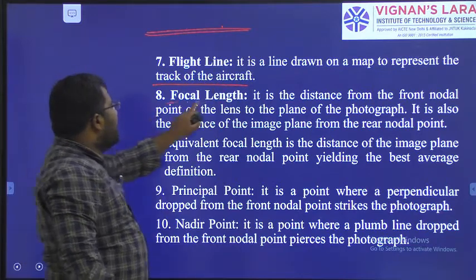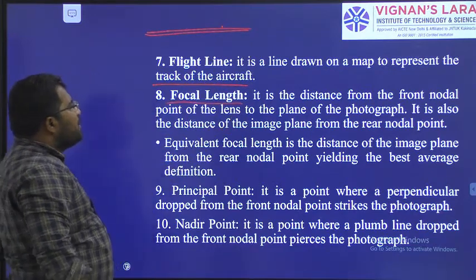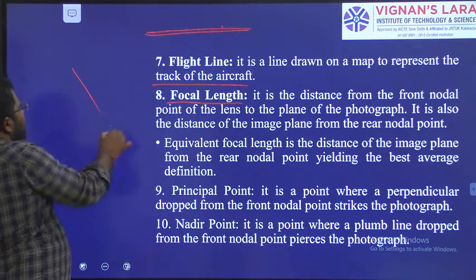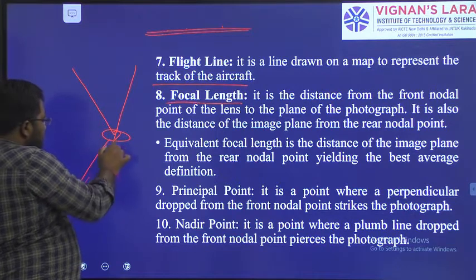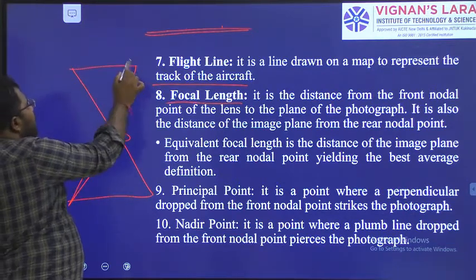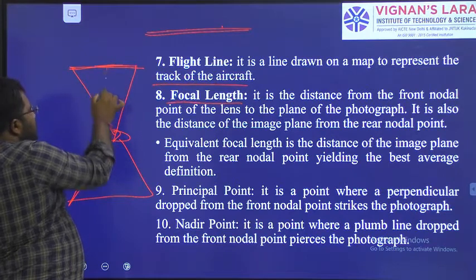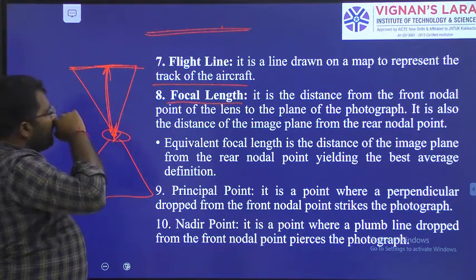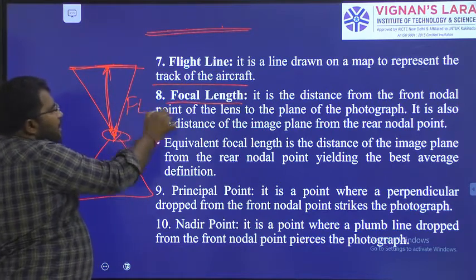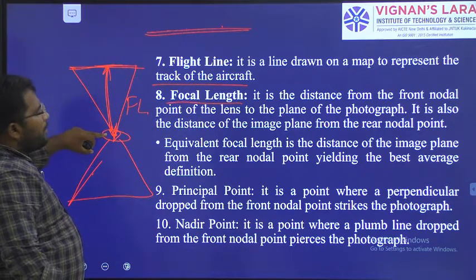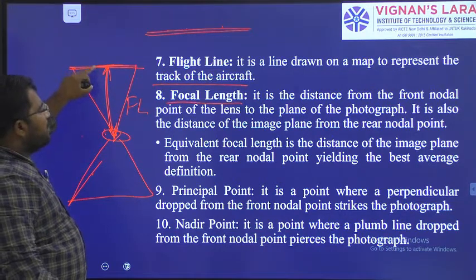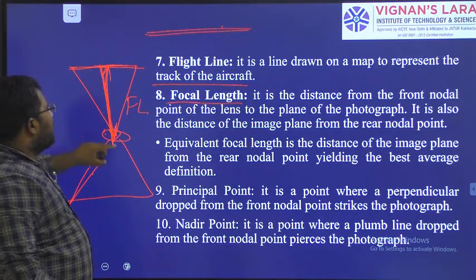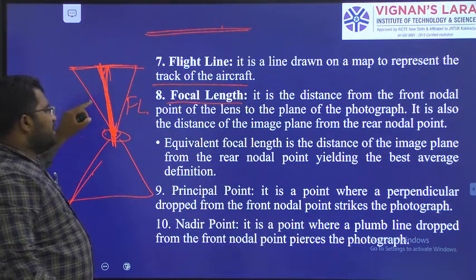Next, focal length. It is the distance from the front nodal point of the lens to the plane of the photograph. Here is the lens and this is the total area to be captured on the photograph. The distance between these two points is called the focal length. So it is the distance from the front nodal point of the lens to the plane of the photograph. It is also the distance of the image plane from the rear nodal point.